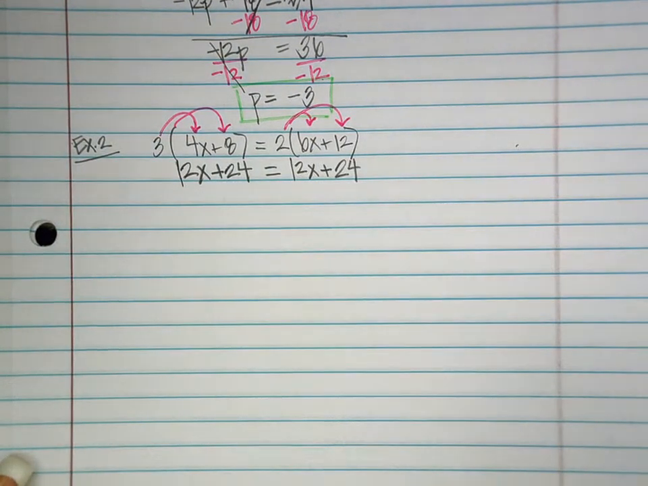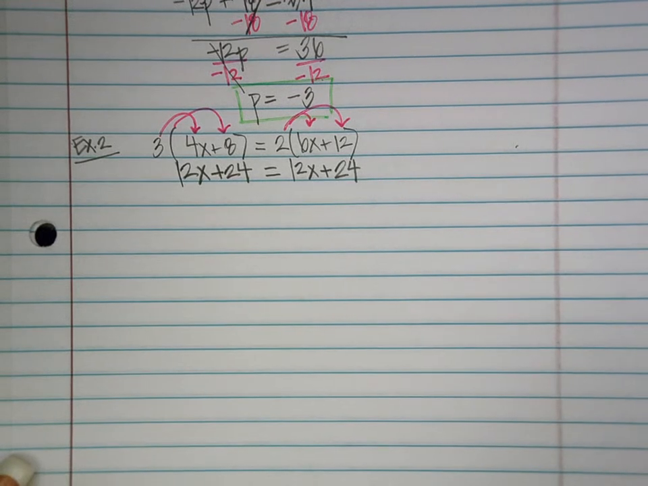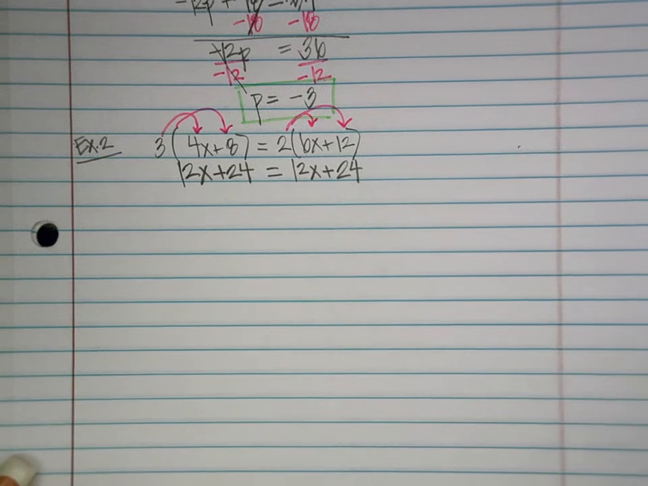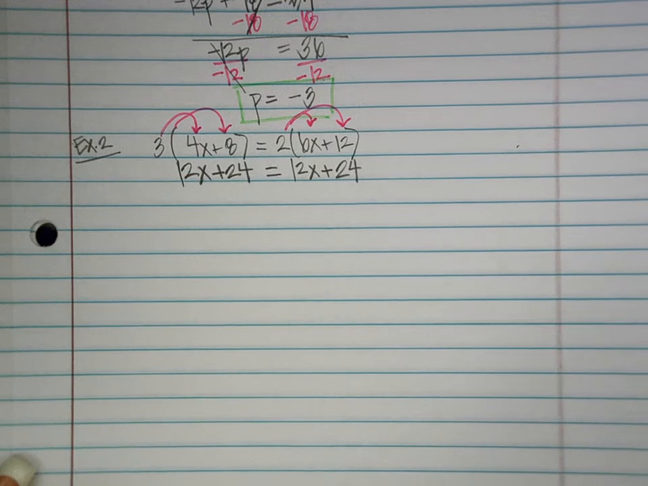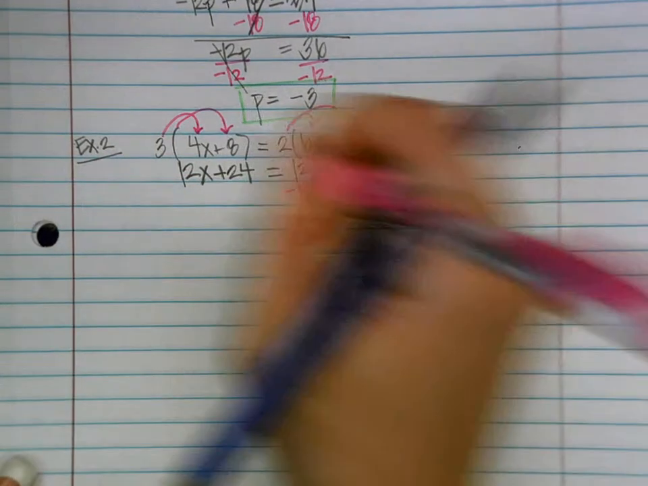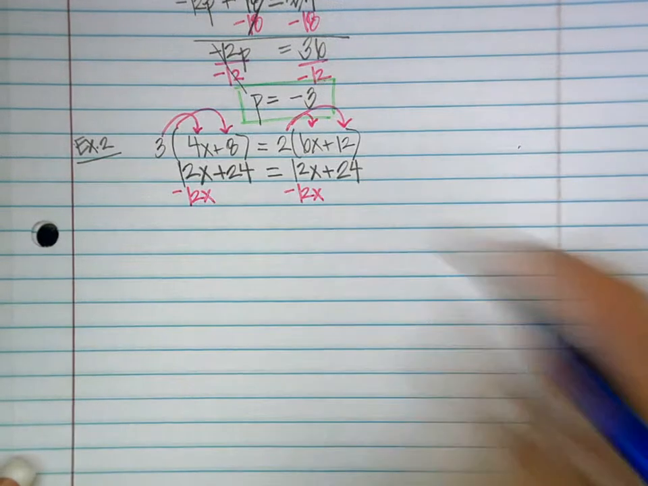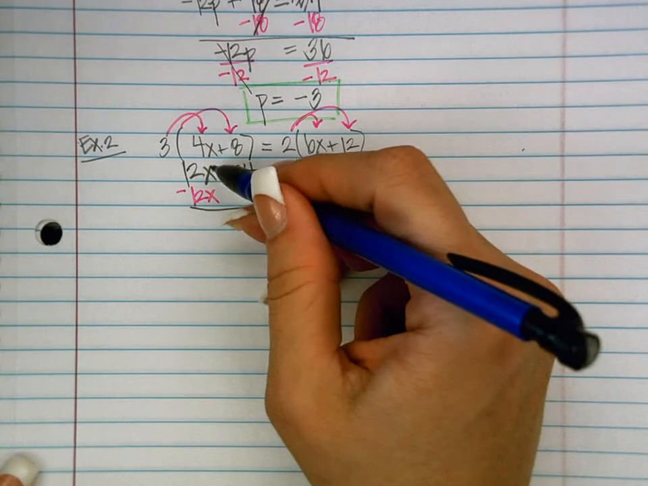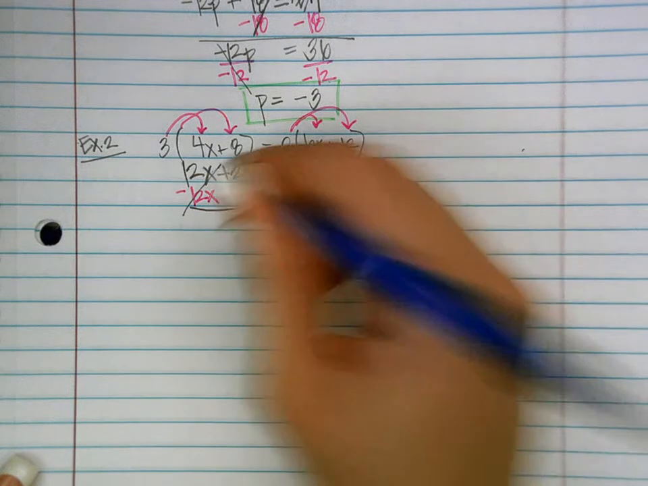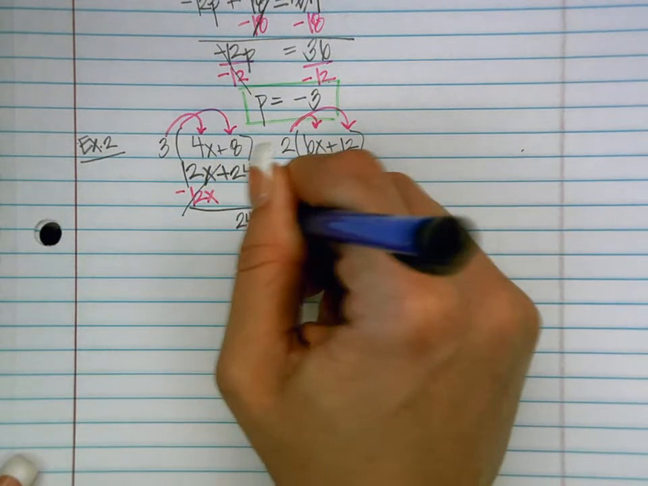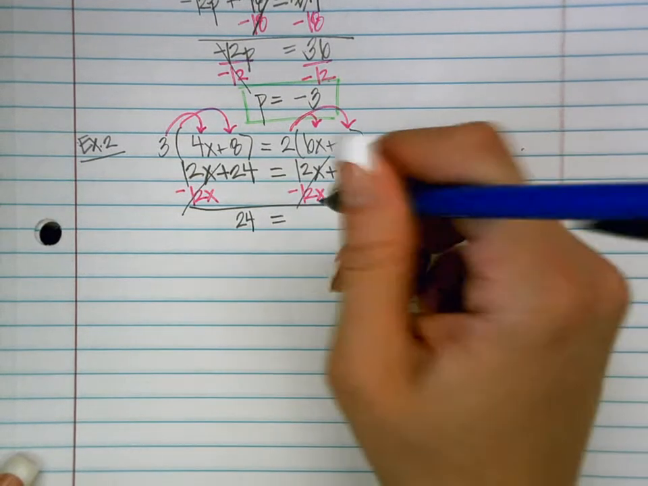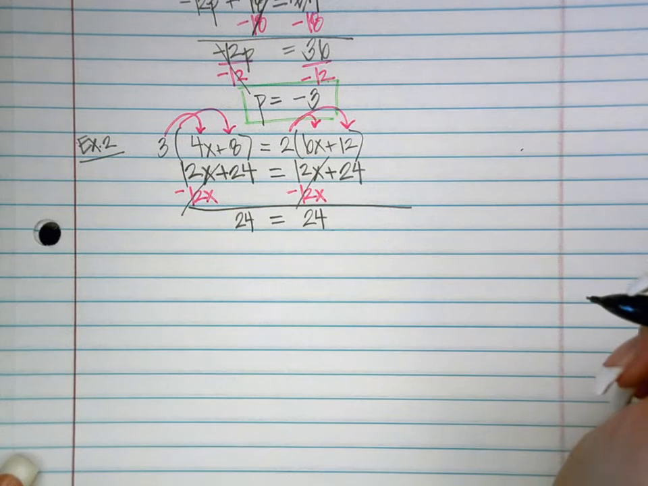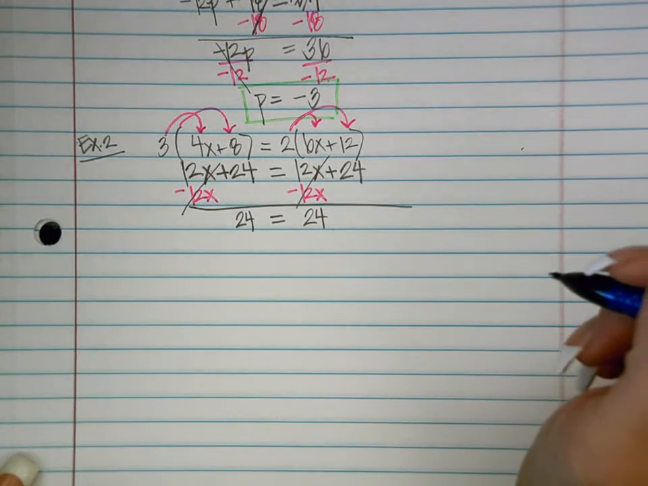What do you think you do from there? We want to solve. So how would you start solving that? Minus the 12x. So if you minus the 12x, what happens here? What's 12x minus 12x? 0. They went away. So I just have 24 equals, what's 12x minus 12x? They went away. Equals 24.